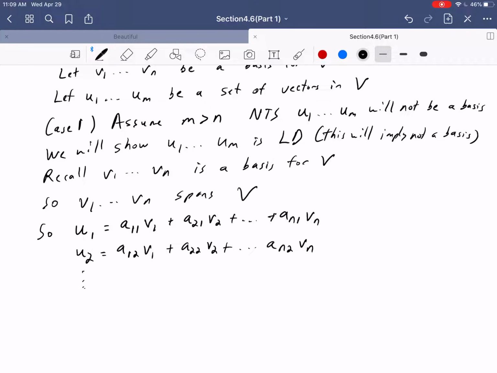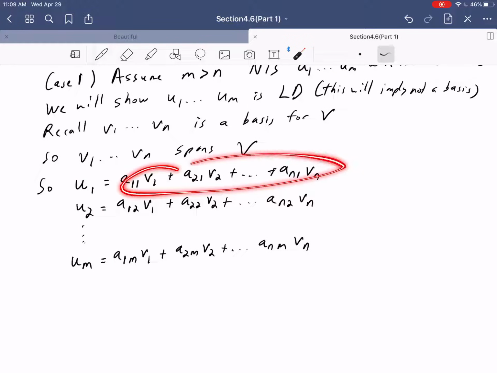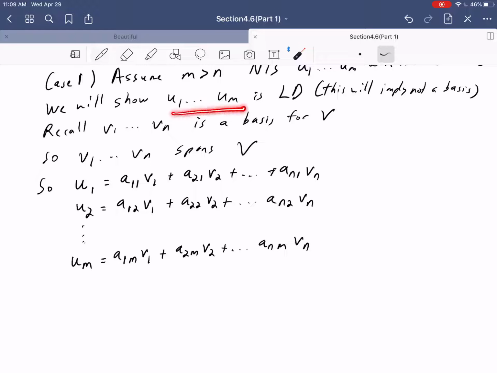Okay, and of course we could continue on and go all the way to u sub m, which would be a1m v1 plus a2m v2 plus dot dot dot anm vn. So in other words, we're saying that those u1 through um can be written in terms of v1 through vn. Now, remember, our goal is to show that u1 through um is linearly dependent.